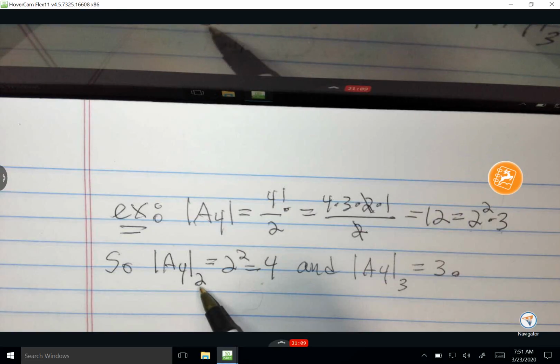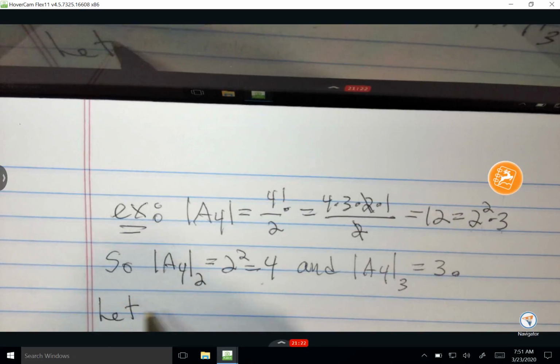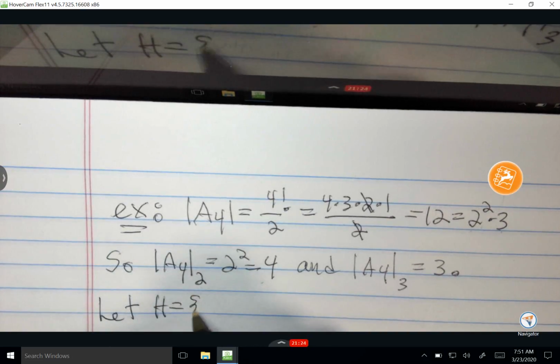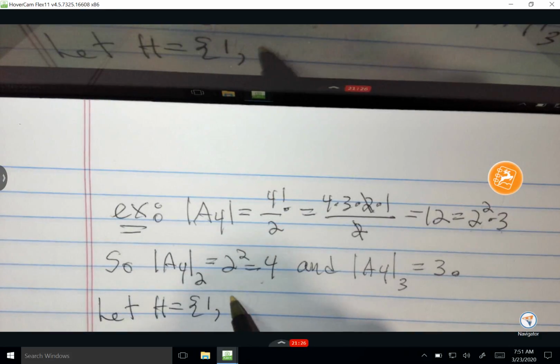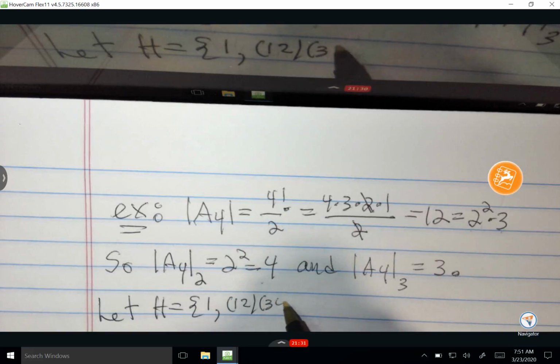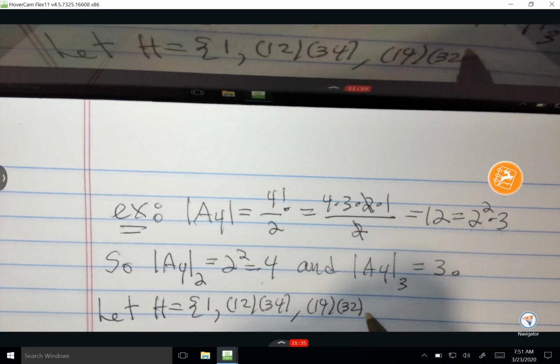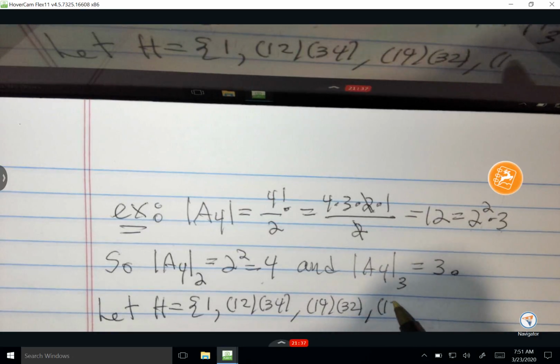Now, we ran into a subgroup of A4 that did have 4 elements right before we left for spring break, I'll remind you of him. I'll call it H. Let H equal the identity and all possible products of two 2-cycles: (1 2)(3 4), (1 4)(3 2), (1 3)(2 4).